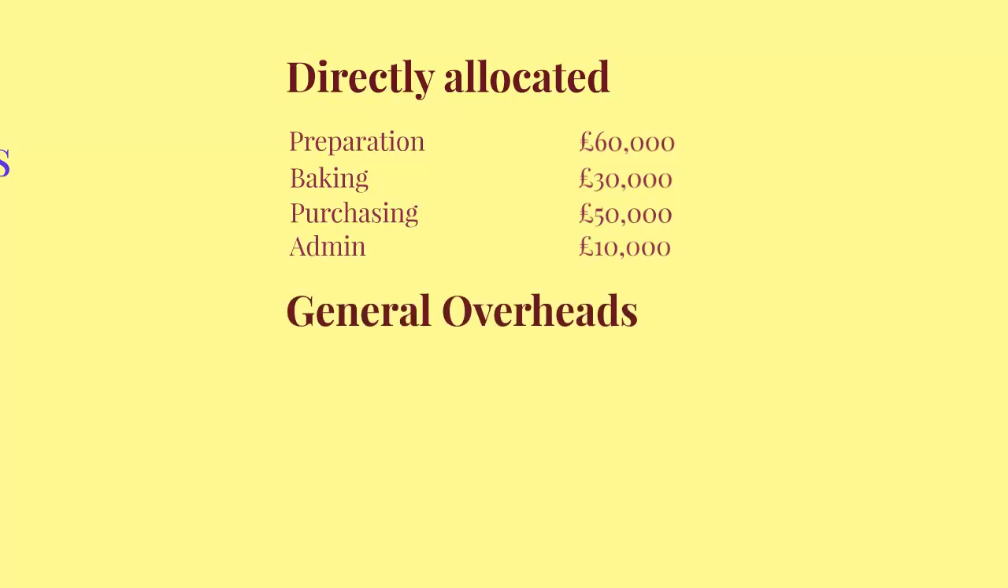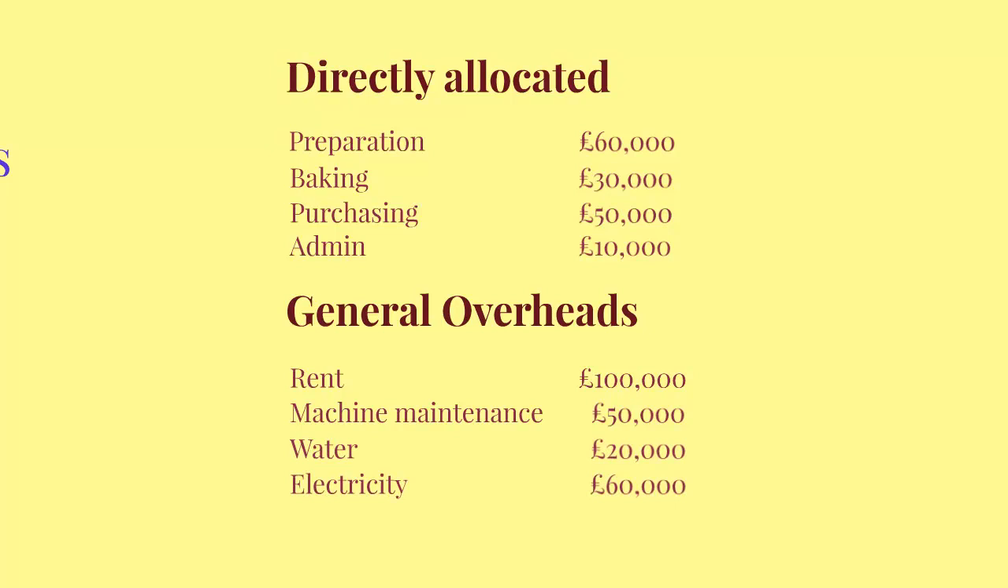And next we need to look at our general overheads. So these are ones that cannot be directly linked. We cannot look at them and think that definitely comes under preparation, that definitely comes under baking. So we have the rent at £100,000, the rent for the shop, the machine maintenance, so looking after the ovens and the other ingredients involved in preparing the ingredients, water bills, electricity bills, and heating bills that are £20,000, £60,000 and £40,000 respectively.